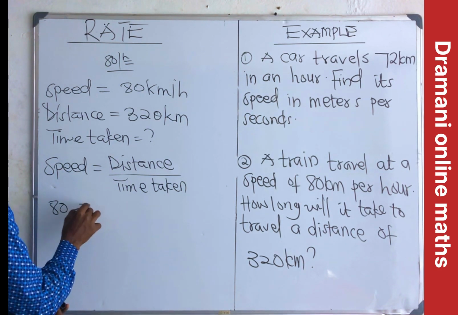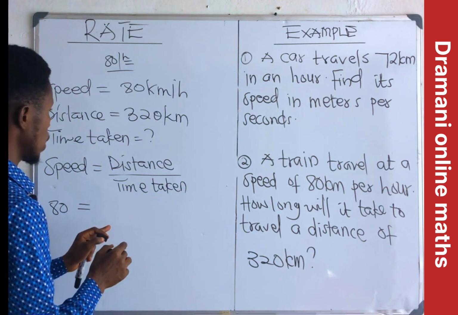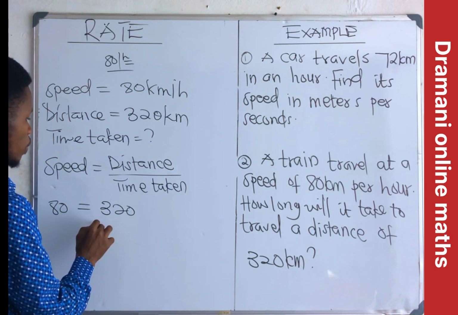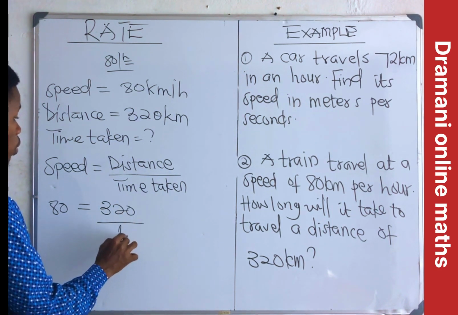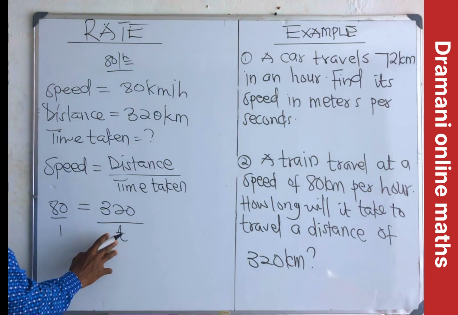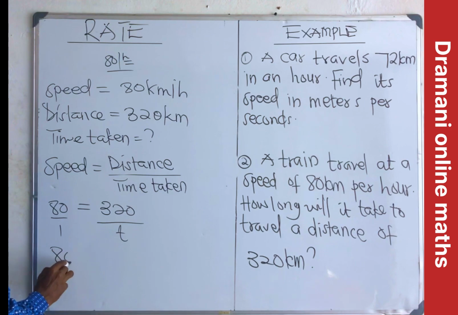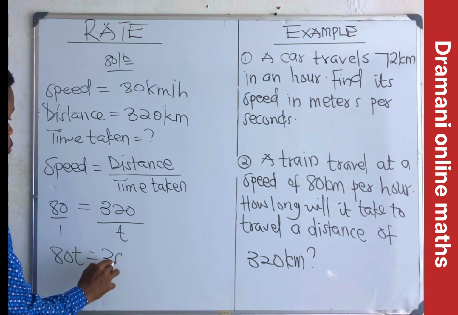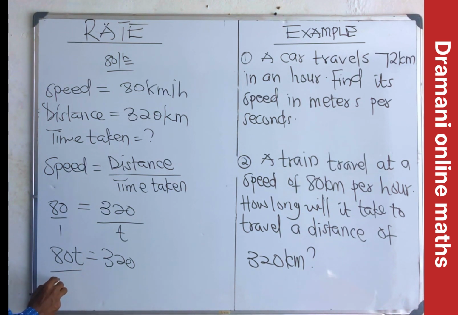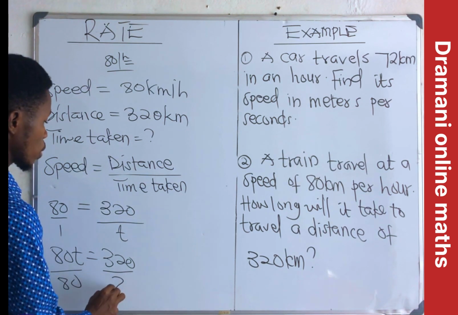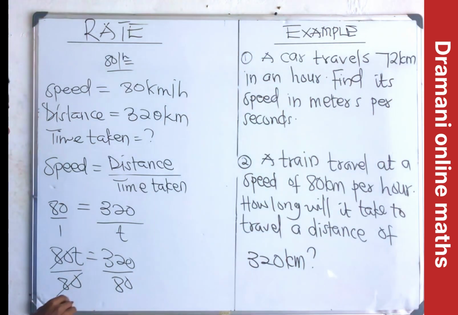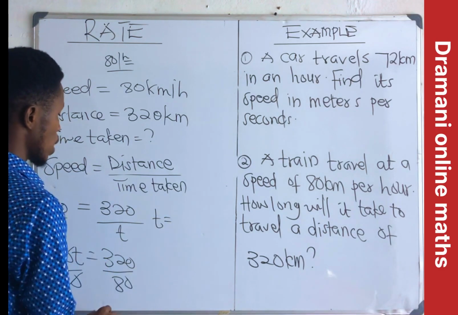When you are doing a calculation, distance is 320, right? Let's represent the time by small t. So this is over 1. So you can do cross multiplication. T times 80 is 80t equals 320. Is that right? Yes. So you divide here by what? 80. Good. You divide here by what? 80.